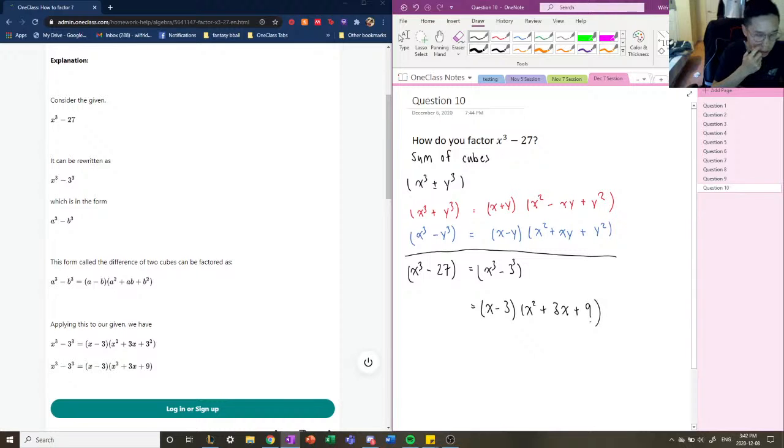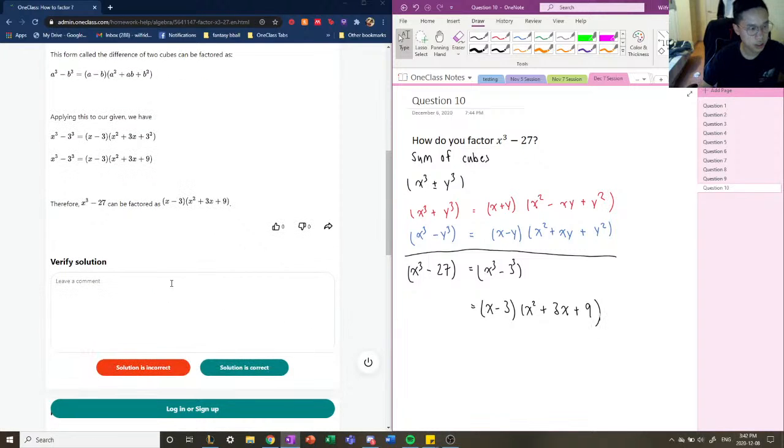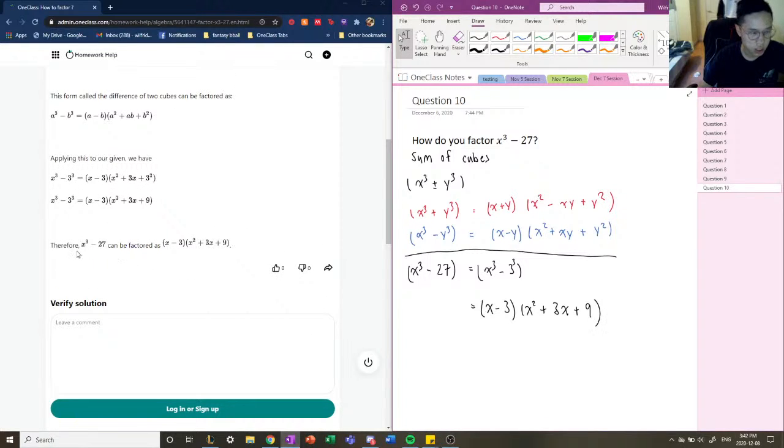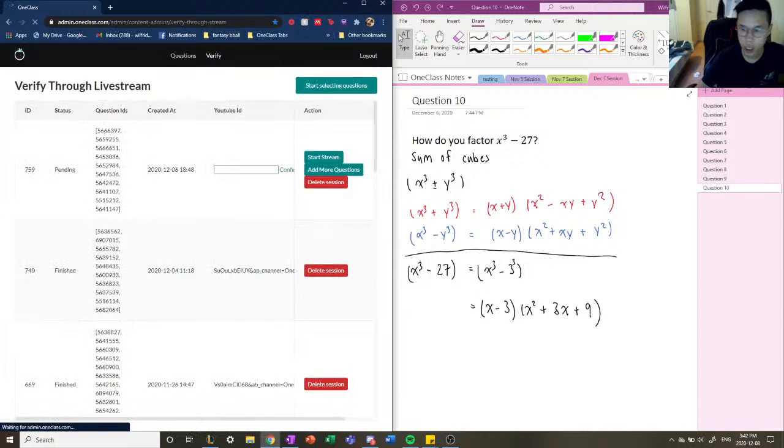Okay, so that's how you use the sum of cubes to factor any cubic polynomials. But that's pretty much it. Okay, so that's how you factor cubic polynomials, I guess you can say. And the junior tutor got it correct. So the solution is correct. Good. Cool. All right.